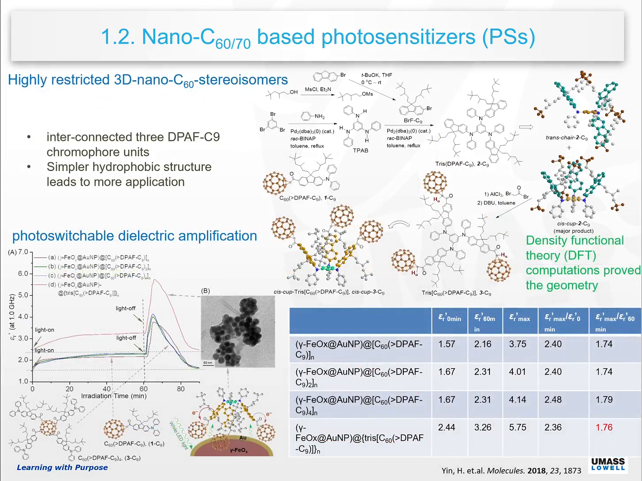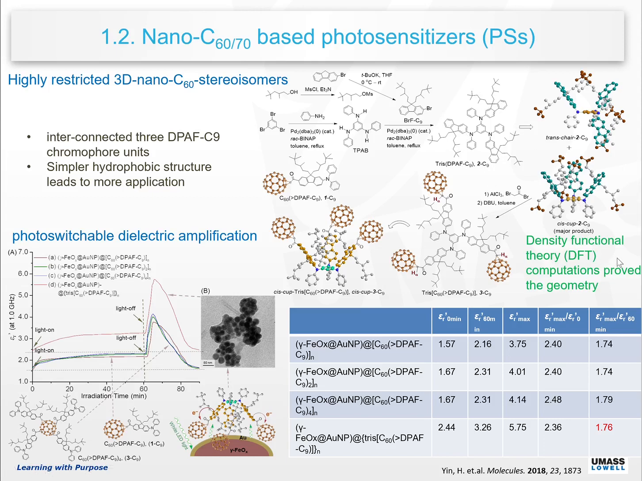And the second type of molecule is where we tried to fuse three mono C60 DPAF moieties together to form a tris-type molecule. This type of molecule contains 3 C60 and 3 DPAF moieties fused within one molecule. And the synthesis of this molecule is based on this tris DPAF structure. The interesting thing about this tris DPAF-based molecule is they have two stereoisomers.